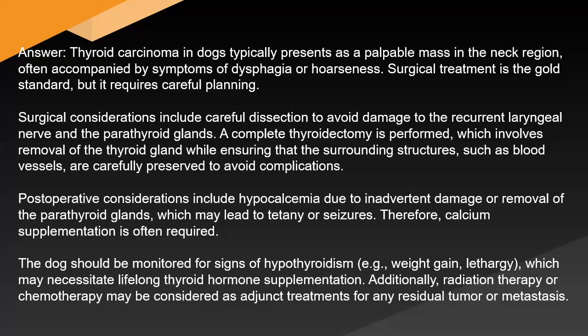Surgical considerations include careful dissection to avoid damage to the recurrent laryngeal nerve and the parathyroid glands. A complete thyroidectomy is performed, which involves removal of the thyroid gland while ensuring that the surrounding structures, such as blood vessels, are carefully preserved to avoid complications.